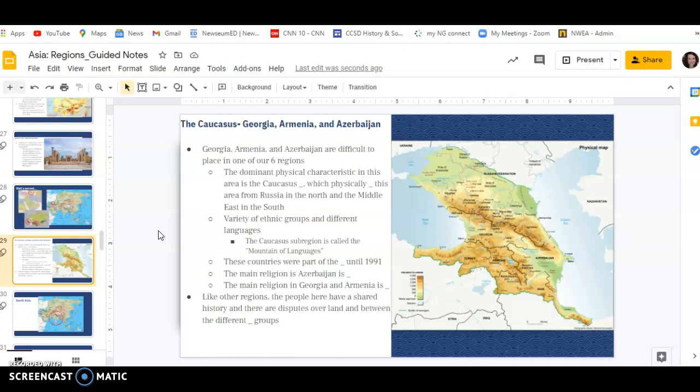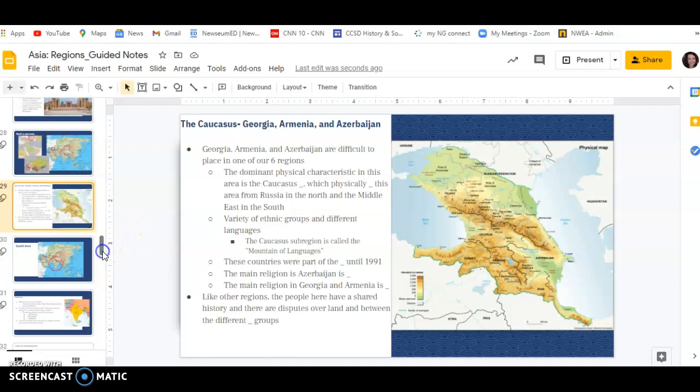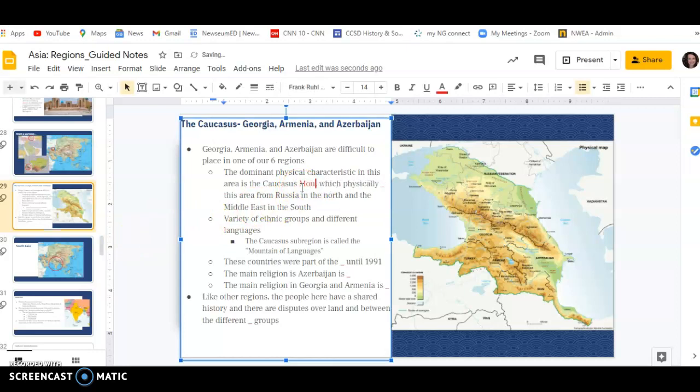Remember that regions can be fluid. So when we look at maps, some maps might include states or countries on certain maps, and other maps might not include it in their region. Regions are fluid. So there's really not any, by our standards, that we can include this in. They're almost like their own separate sub-region. The dominant physical characteristic are the Caucasus Mountains, which actually physically separate this area from Russia in the north and the Middle East here in the south. Right here, the Upper Caucasus Mountains and the Lower Caucasus there.